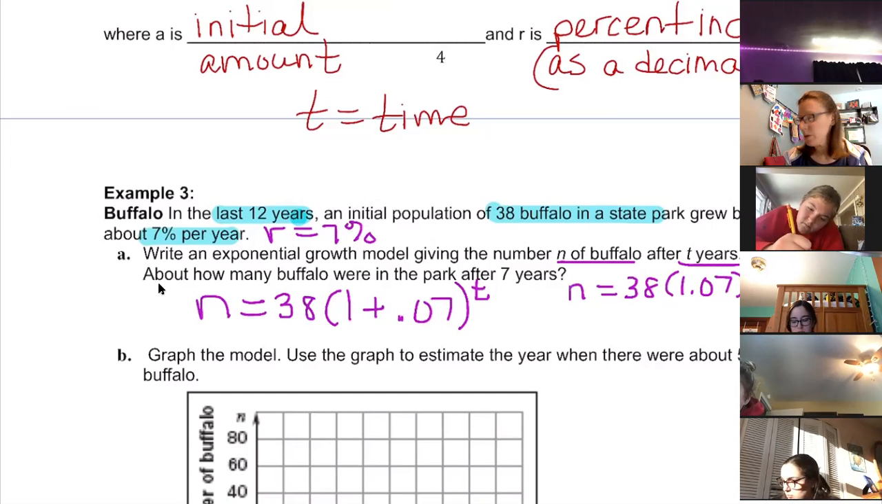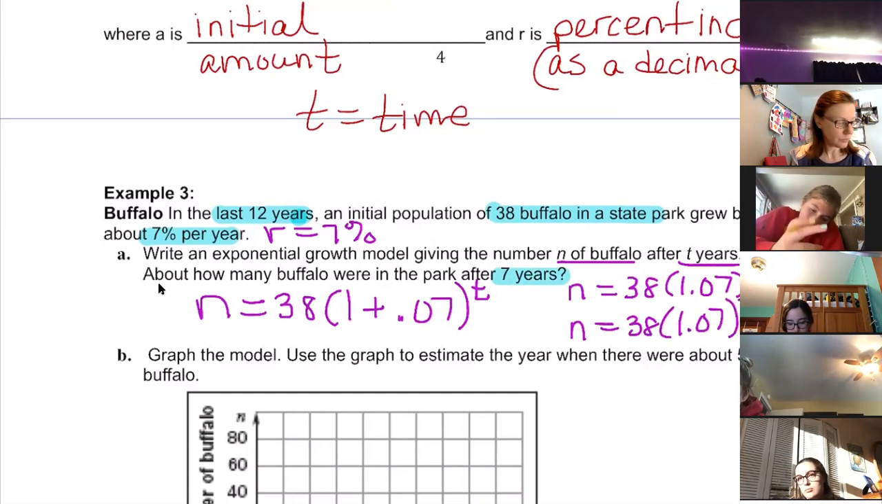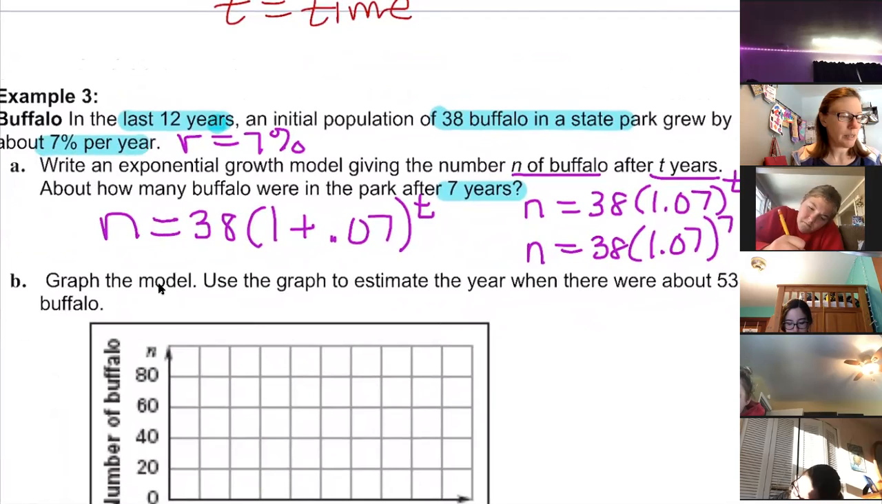So 38 buffalo, 7%, 0.07 is our rate. How many buffalo were in the park after 7 years? So you will need a calculator for this. 1.07, and then you're taking that to the power of 7. So see if you can plug that in your calculator. And it says about how many buffalo were present. So plug that in your calculator: about how many buffalo were present in the park.